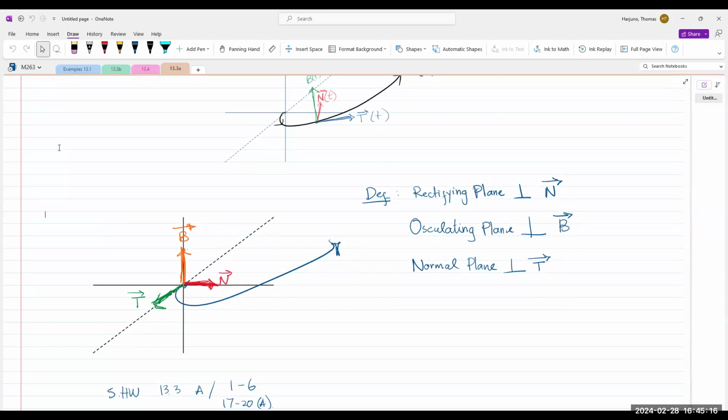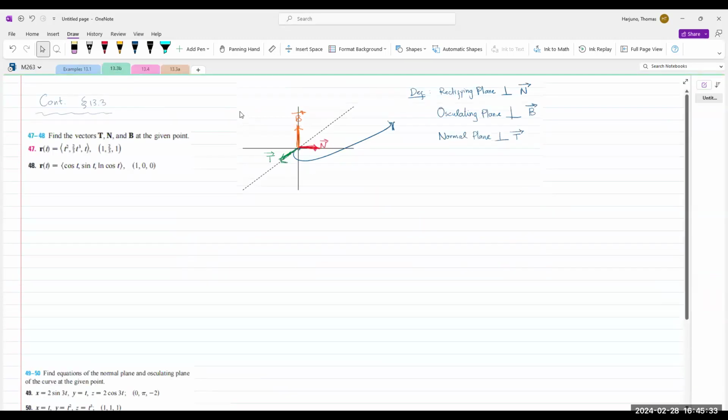It's not that it's super important in the progress of our course, but it's one aspect that you would like to know, as a use of our calculus here. Let's see. I pick questions from our textbook, number 48. Number 48: find the vectors T and B at the given point (1, 0, 0).